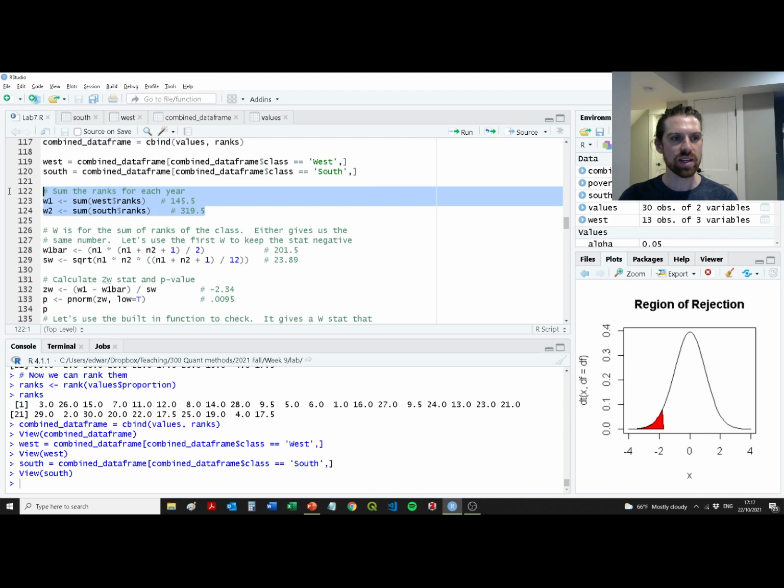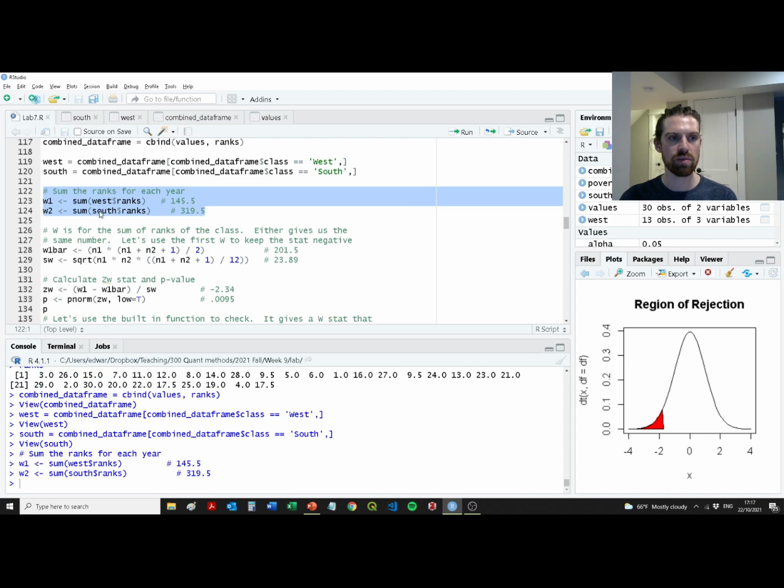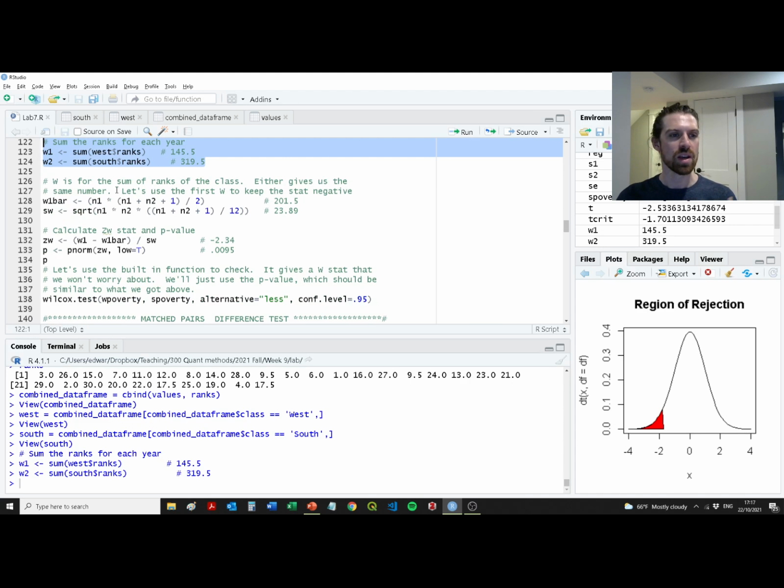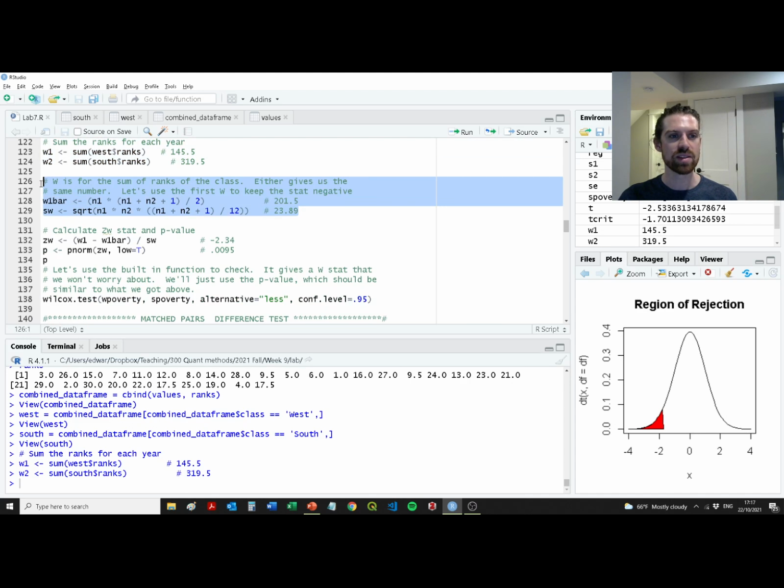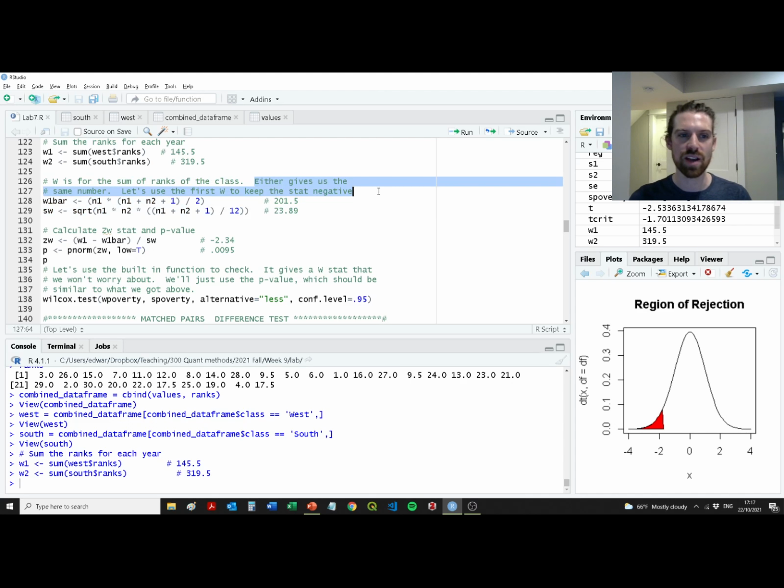When we do that, we can get the W1 and W2 values for each of the samples just by using the sum function on the ranks, and that produces these W1 W2 values here. So we've got 145.5 for the sum of the ranks for the first sample, and 319.5 for the sum of the ranks for the second sample. W is the sum of the ranks of the class. This is just repeating what I said before, which is that you can carry this calculation out on the first sample or the second sample.